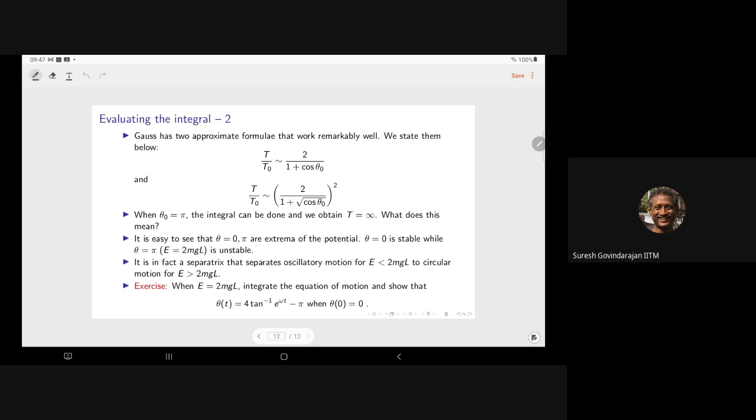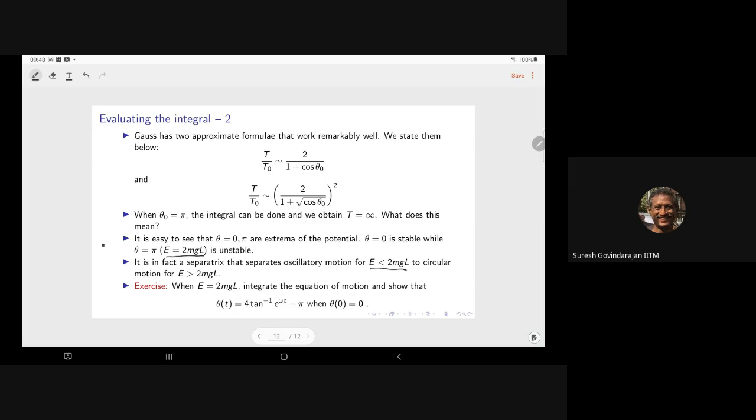Okay, so first thing is, it's easy to see that theta equal to 0 and pi are extrema of the potential. Theta equal to 0 is the stable point, while theta equal to pi, that means E should be 2mgl, is unstable. Again, you can check this. So it's in fact a separatrix, and it separates oscillatory motion for E less than this value from circular motion for E greater than 2mgl.